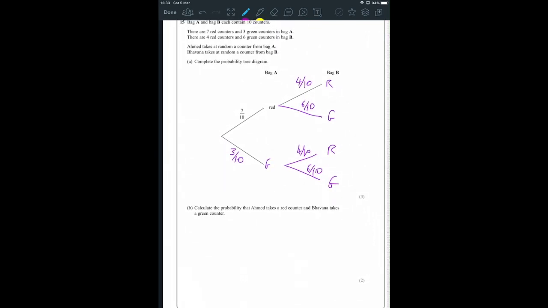We want the probability that we take a red from the first bag and a green from the second. Red, green. So in our picture, we have to go red, green. As we go through our picture, we multiply our probabilities. So that gives us 42 over 100. We should be in the habit of simplifying whenever we can: 21 over 50.